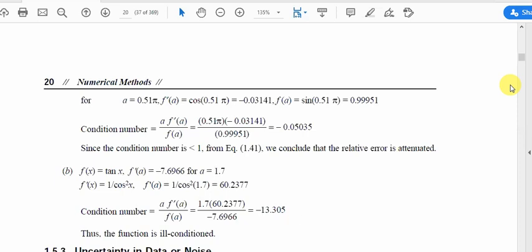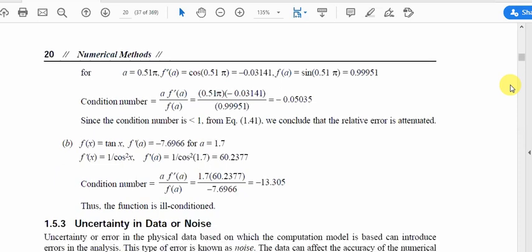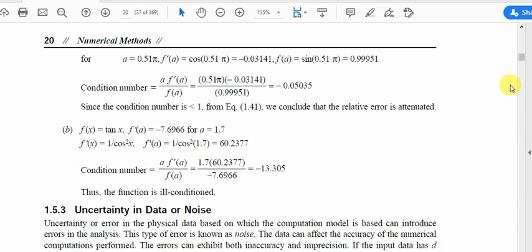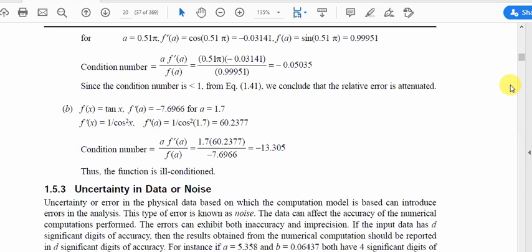So how can the function be ill conditioned? How can the function have more relative error, less relative error, or a relative error equal to the relative error of x? Uncertainty in data or noise is not in your course.